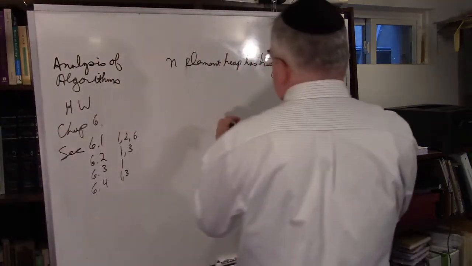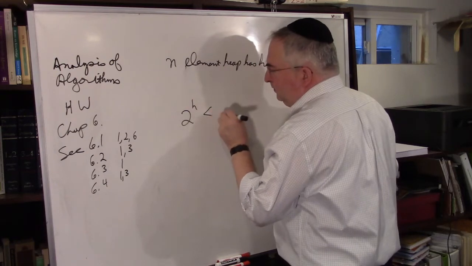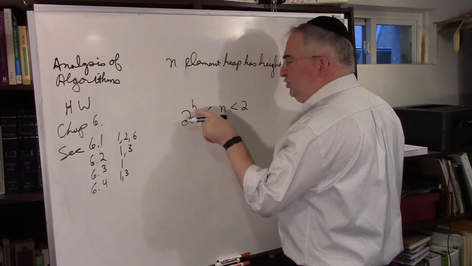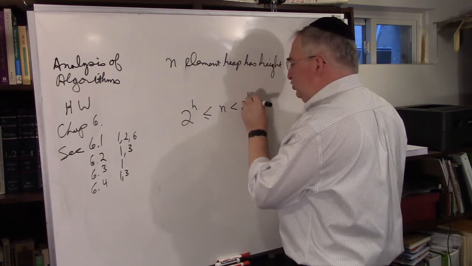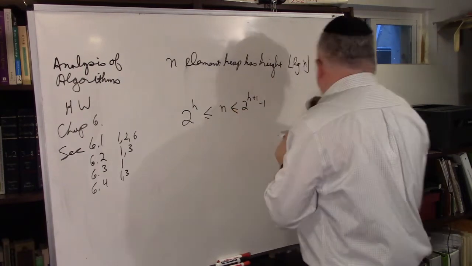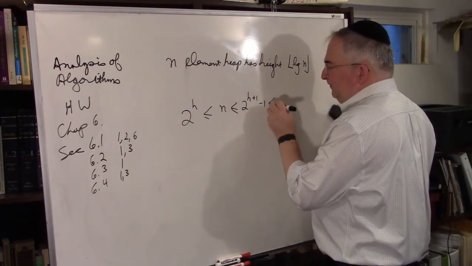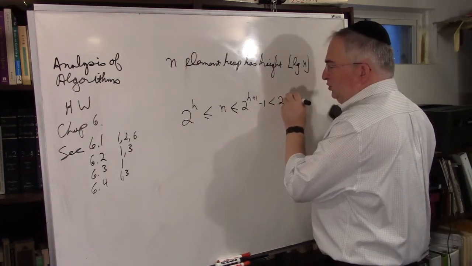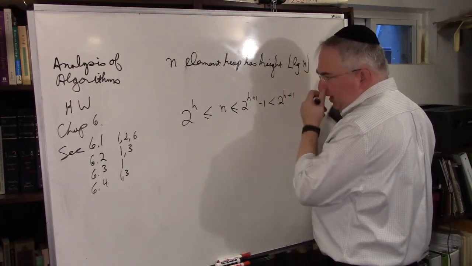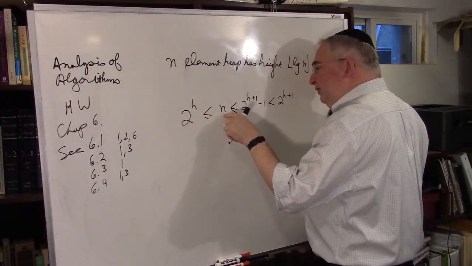Okay, so the way to do this is as follows. The minimum heap is 2 to the h. The max is 2 to the h plus 1 minus 1. Okay, so something like that. This is 2 to the h plus 1. Just forget about the minus 1. Okay, great. So this is the smallest amount of nodes it can have.